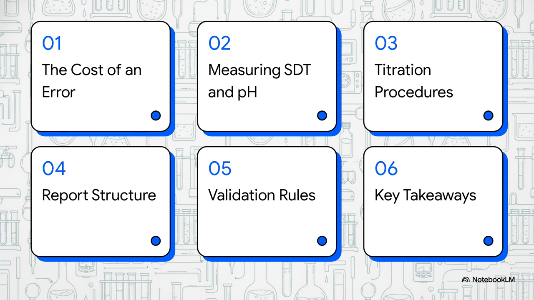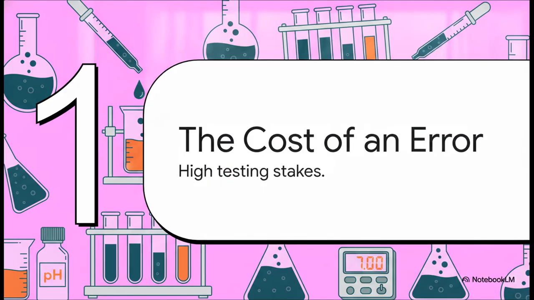1. The cost of an error. 2. Measuring TDS and pH. 3. Titration for hardness and alkalinities. 4. Report structure. 5. Validation rules. And 6. 3 key takeaways. All right, part 1, the cost of an error. Let's talk about the high stakes of industrial water testing.